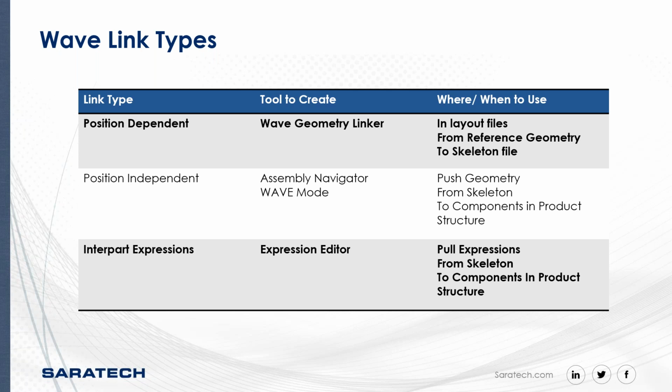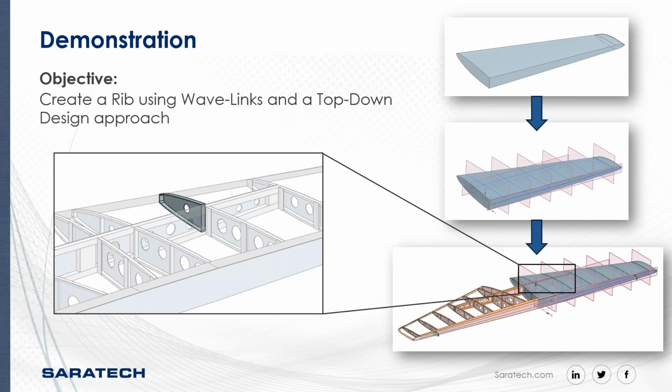Okay. So the first and the third are part of the demonstration that we'll go over. We'll take a look at those two features. In the demonstration, the objective is to create a detailed part, or in this case, a rib, using wavelengths and a top-down design approach. So again, we'll start off at the layout level, take a look at the skeleton model, then from there, start building our rib from those datum features.